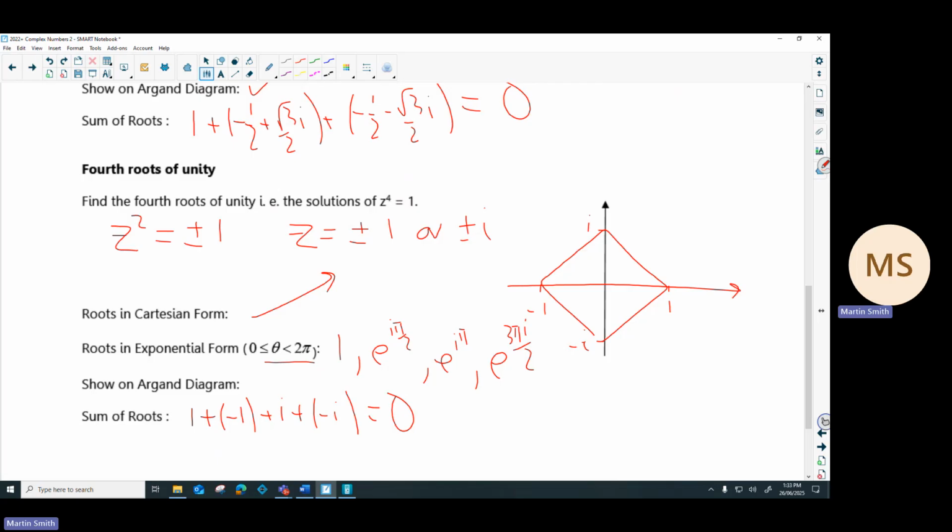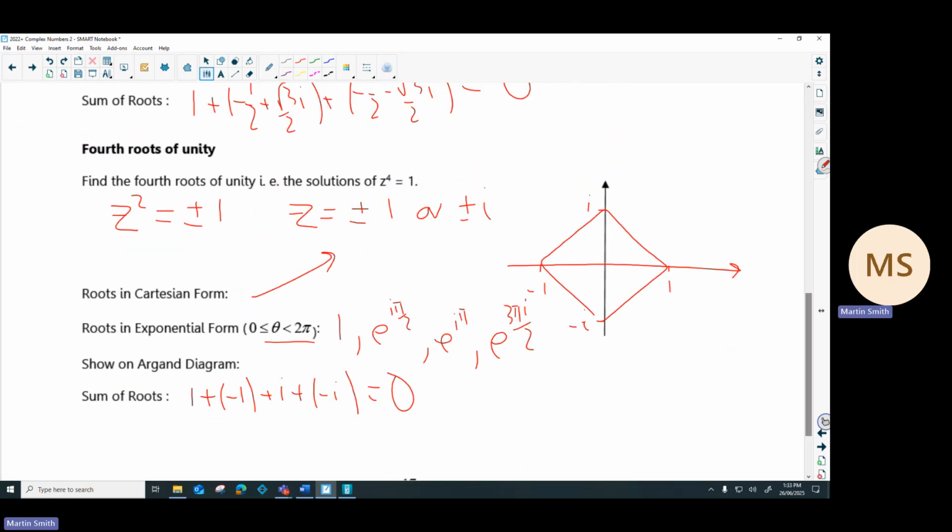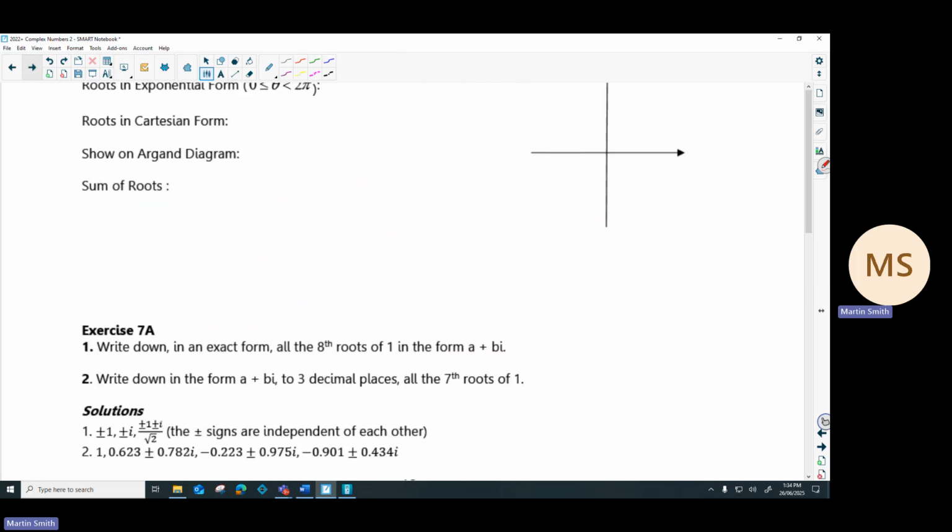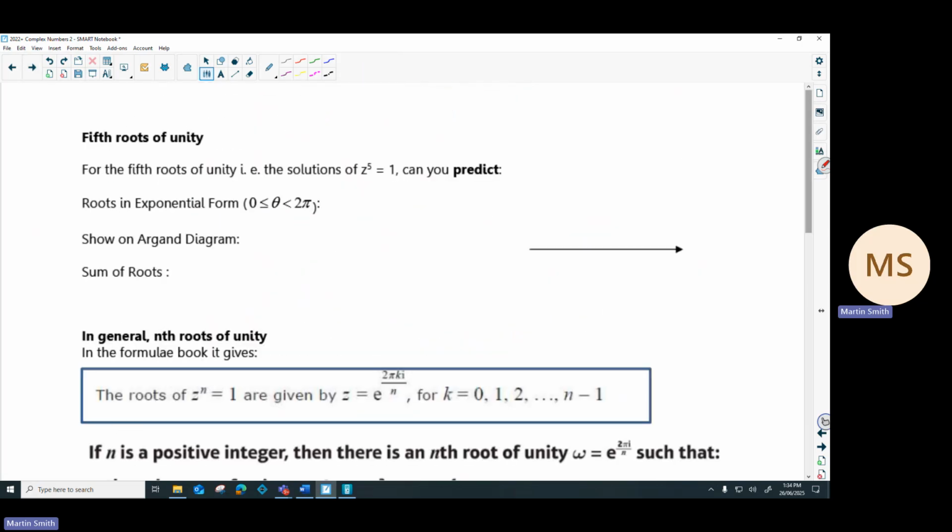So there's some sort of pattern going on here between this example and this example. The solutions of z to the 4 equals 1, there are 4 of them. You start at the number 1 and then you rotate around the Argand diagram for an angle of 90 degrees. That's because the total angle is 360, which is 2 pi radians, and you're dividing it by 4, and you do that repeatedly to get the other roots. So, assuming this pattern continues, can we now have a go at this? Can we predict what the solutions of z to the 5 equals 1 would be?